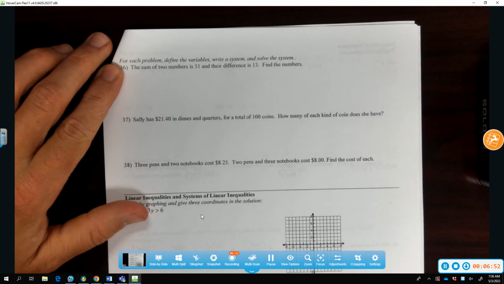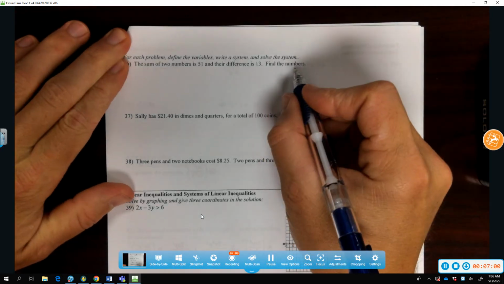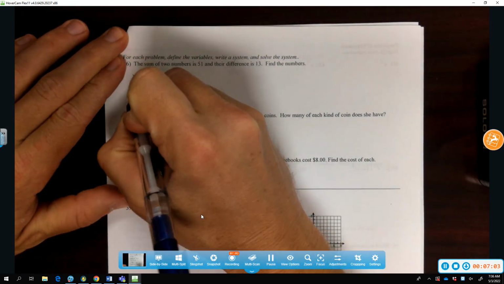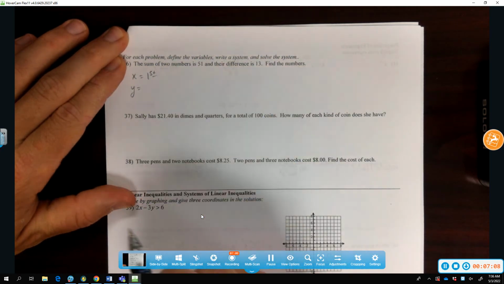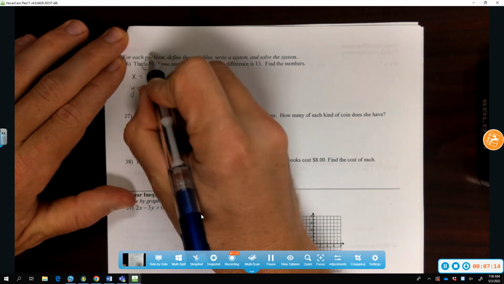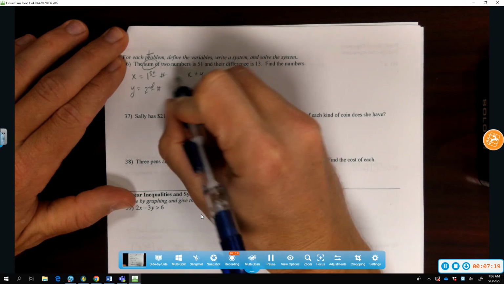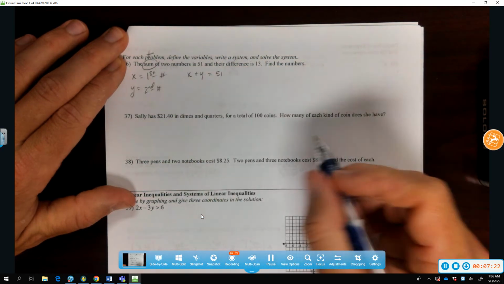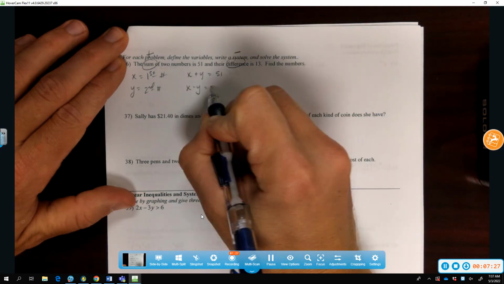All right, looking at some more word problems. It says the sum of two numbers. So we're going to write our system of equations now. It says the sum of two numbers is 51, and the difference is 13. Find the two numbers. Okay, so the first thing we need to do is define our variables. So let's say we have x and let's say we have y. X is going to be the first number because the sum of two numbers. And then y is going to be the second number. So the sum means to add. The sum of two numbers, so x and y, the two numbers, if I add them together, is equal to 51. The difference, if I subtract them, difference means to subtract, x minus y is equal to 13.